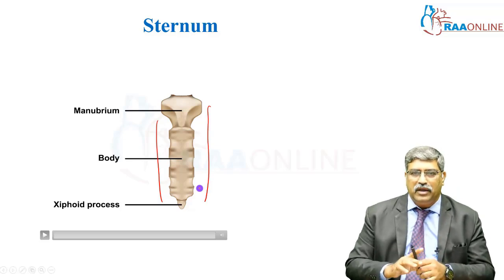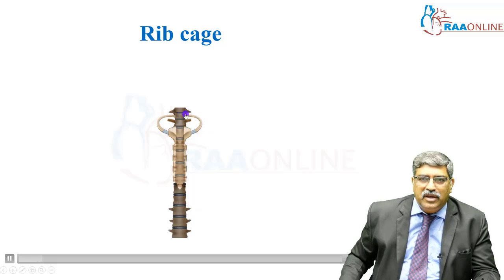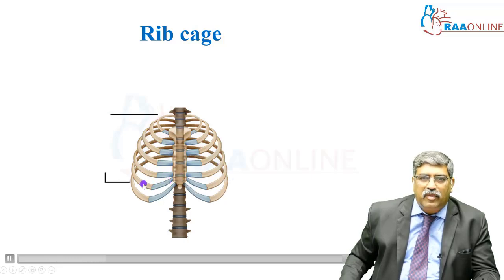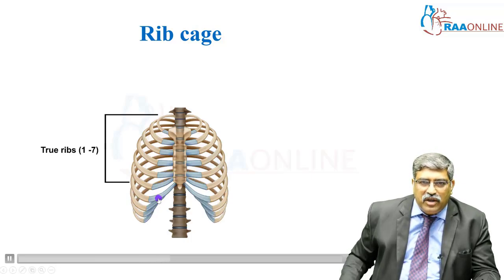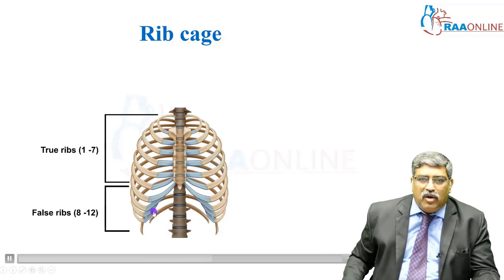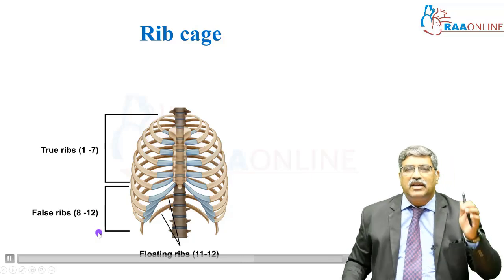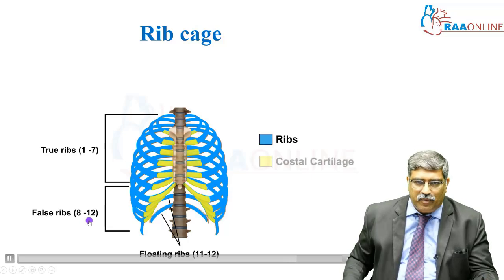That is very important. Next comes the rib cage. Ribs from the spine come and get attached to the sternum. The first 7 ribs are attached to the sternum, and they are called true ribs because they are attached to the sternum. Ribs 8, 9 and 10 attach to the lower border of the 7th rib, and the 11th and 12th are floating ribs. So these ribs 8 to 12 are called false ribs. 1 to 7 are true ribs and 8 to 12 are false ribs.